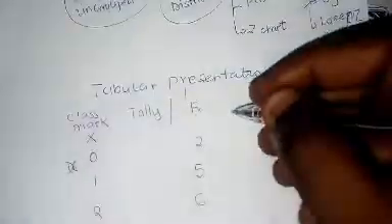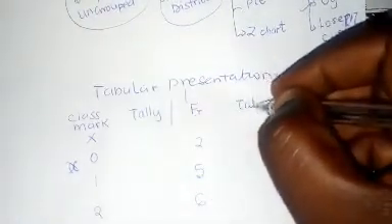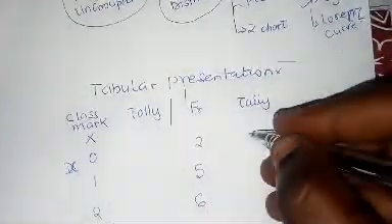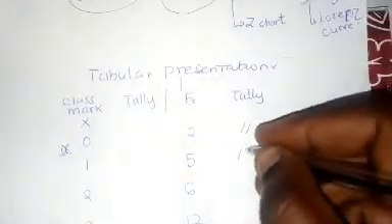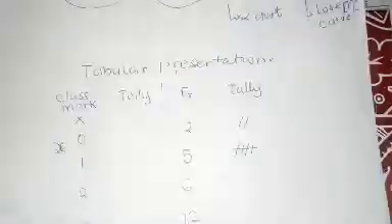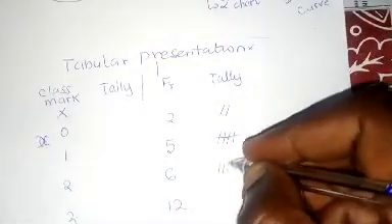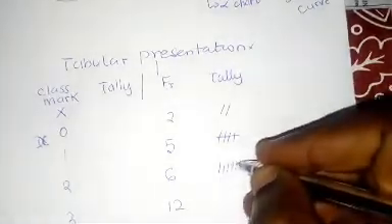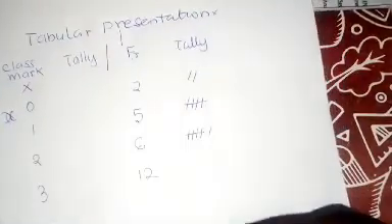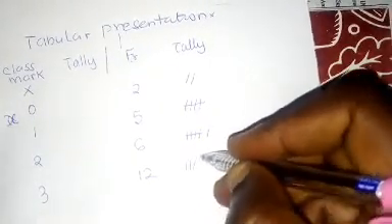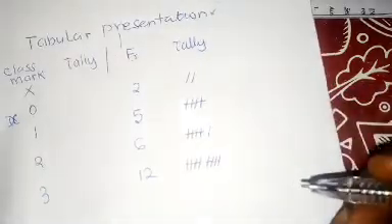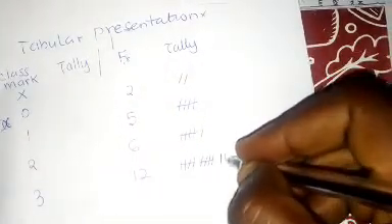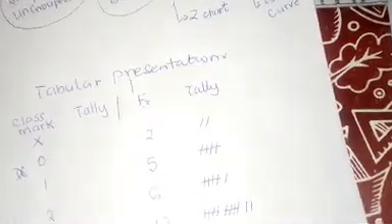Okay, so if you want to get the tally, something that appears twice will be represented with 2 strokes. If it is 5, you have 1, 2, 3, 4, and 5. If it is 6, 1, 2, 3, 4, 5, then 6. If it is 12, you count 1, 2, 3, 4, 5, 6, 7, 8, 9, 10. You count in 5s, then 1, 2. So students, take note of that.